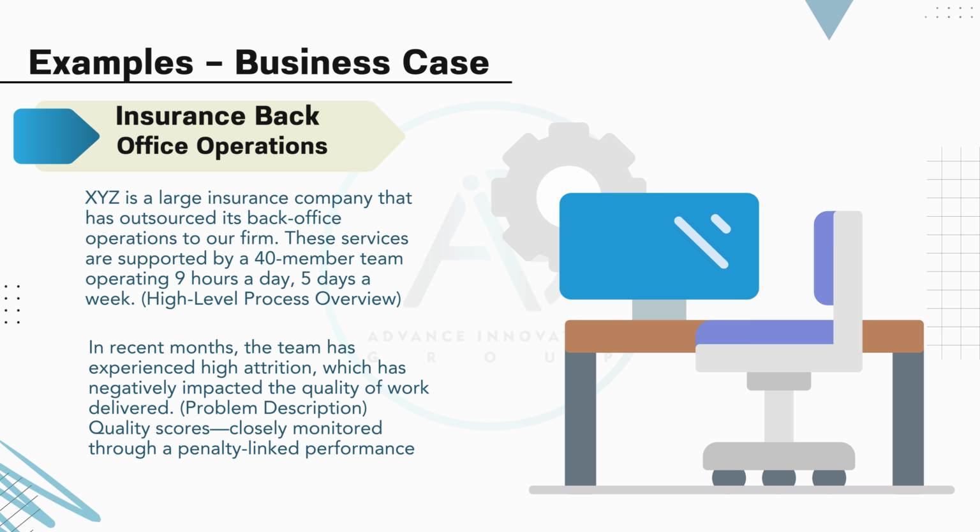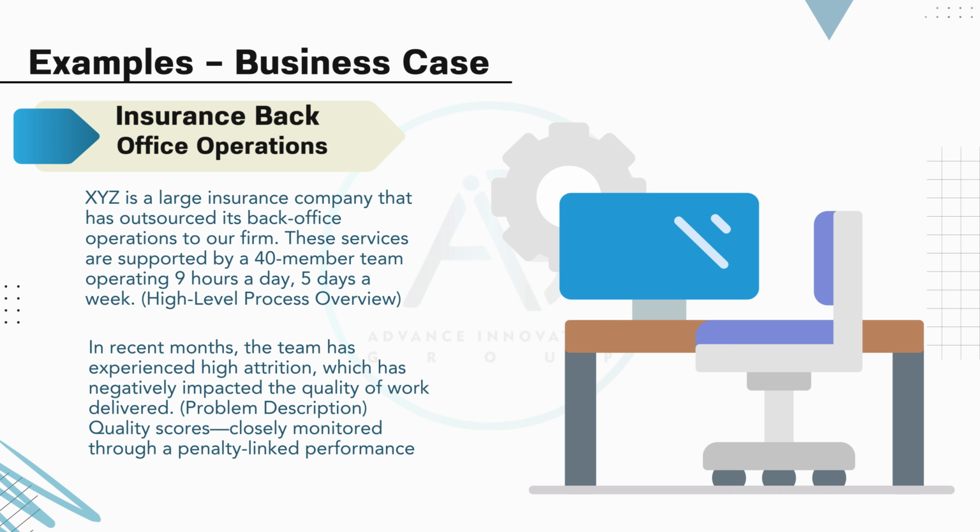Now we identify the problem. In recent months, the back-office team has been facing high attrition, a common and critical issue in service delivery. This attrition has directly impacted the quality of work being delivered to the client. More specifically, the quality scores, which are tied to penalty clauses in the service agreement, have started to decline. This means that not only is customer satisfaction at risk, but there could also be financial consequences for the service provider due to these quality shortfalls.